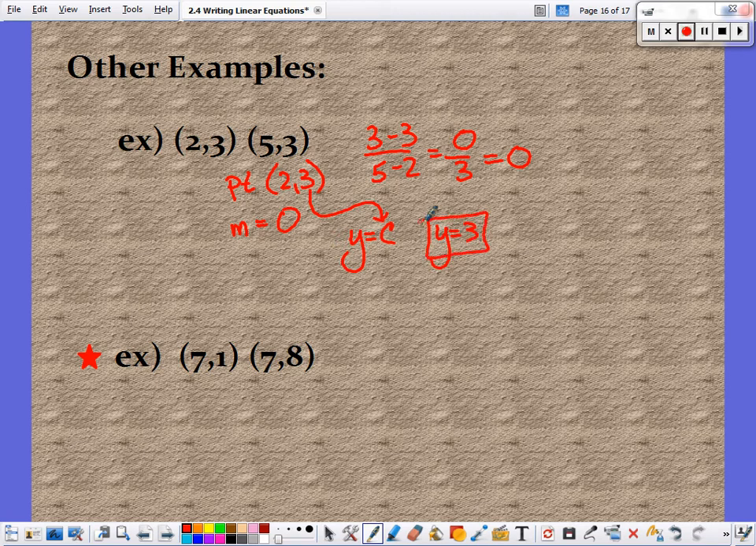Now let me show you how you do this, even if you didn't recognize that. y minus 3 is do the point slope. You've got the slope, here's your point. 0 times anything is 0, isn't it? Then add the 3, and there you go.